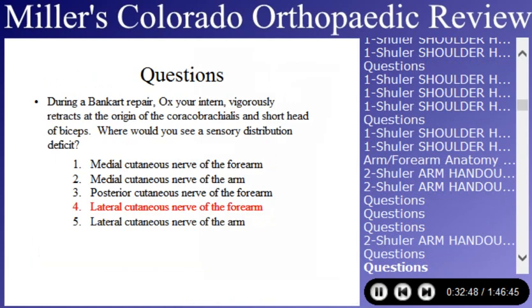Bankart repair, oxyure intern. You already know you're in trouble when the oxyure intern is retracting vigorously at the origin of coracobrachialis, short head of the biceps. Where would you see a sensory distribution deficit? He's now stretching the musculocutaneous nerve, so the lateral antebrachial cutaneous nerve, so where? Lateral cutaneous nerve of the forearm. And the reason why they get you there, you've been calling it lateral antebrachial cutaneous, it's also known as lateral cutaneous nerve of the forearm instead of lateral arm.